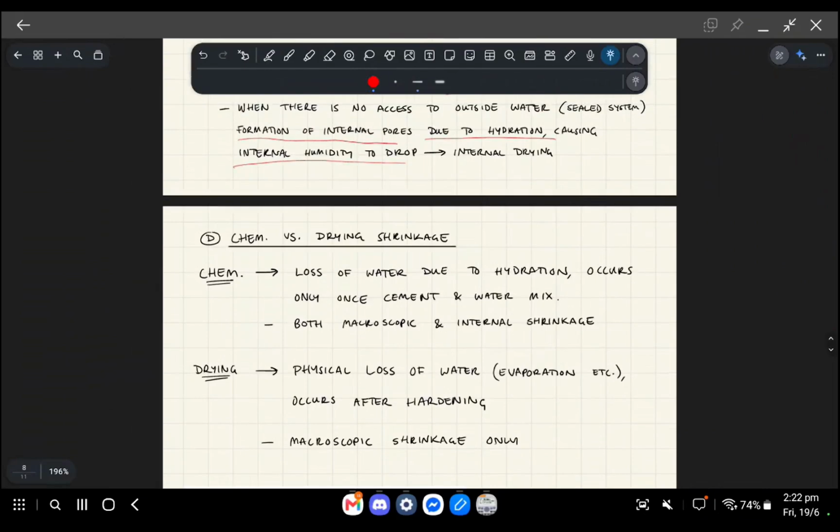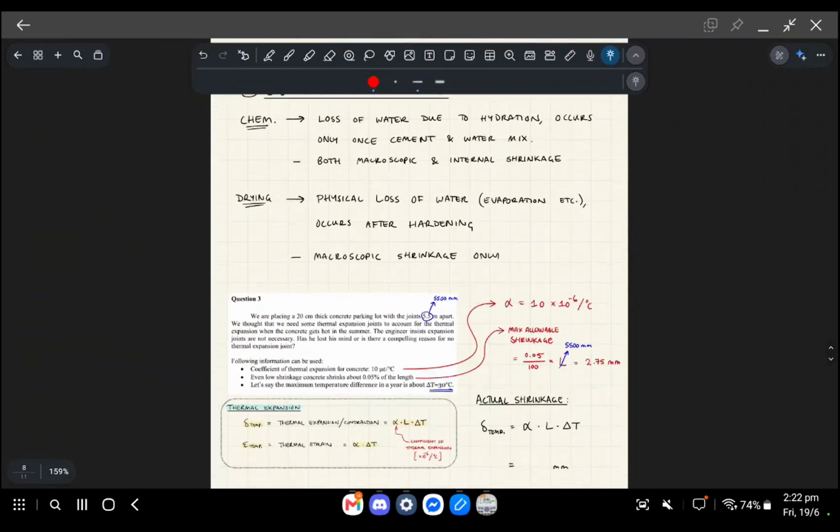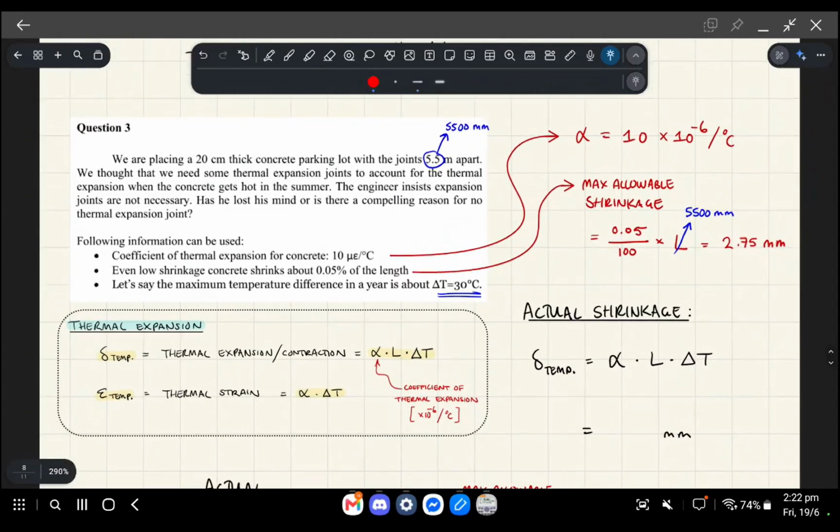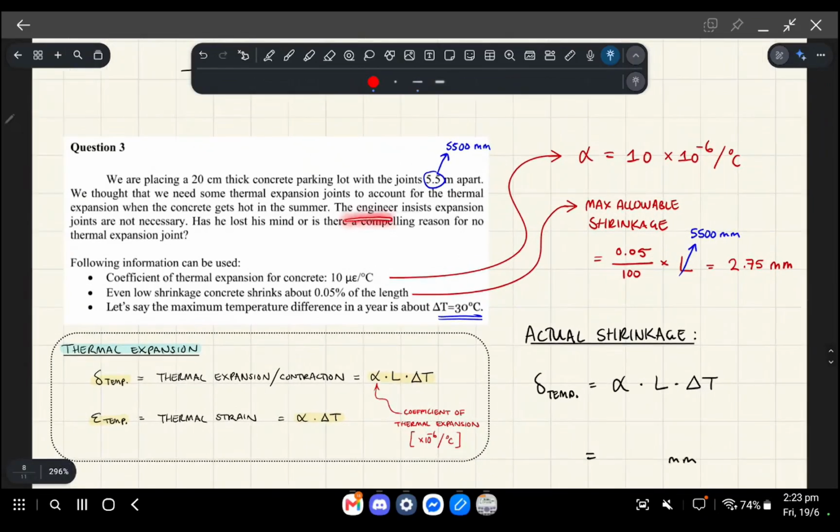Do you have any more questions before we move on? Let's move on to an example, a shrinkage related question. This actually has some calculations. We're placing a 20 centimeter thick concrete parking lot with joints spaced at 5.5 meters apart. We thought that we need some thermal expansion joints to account for the thermal expansion when the concrete gets hot in the summer. The engineer insists expansion joints are necessary. Has he lost his mind, or is there a compelling reason for no thermal expansion joint?